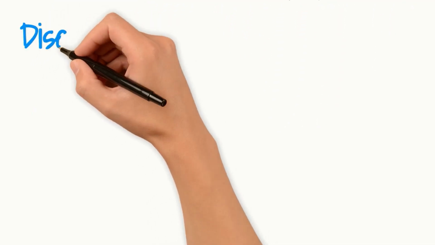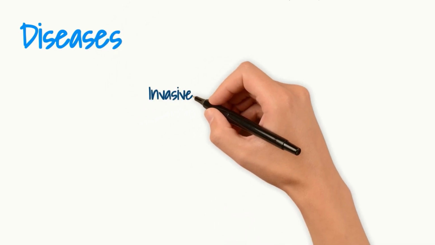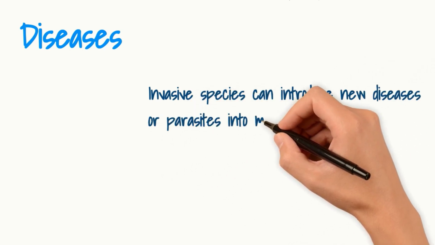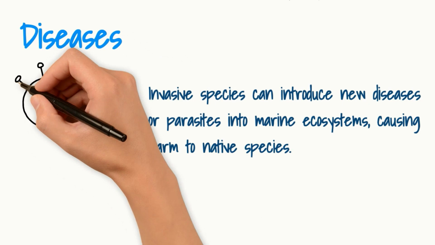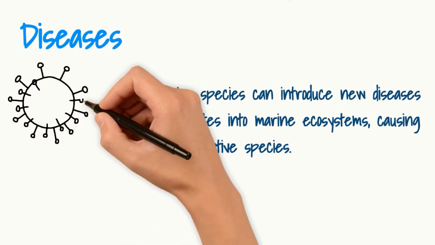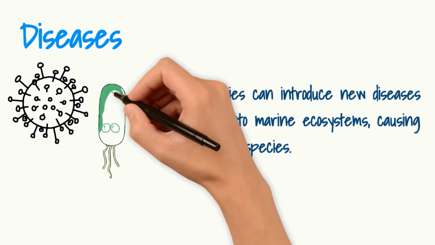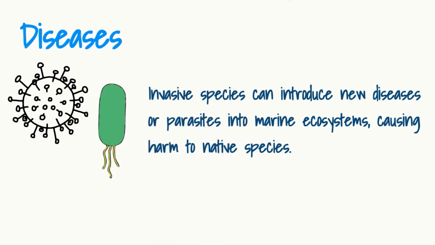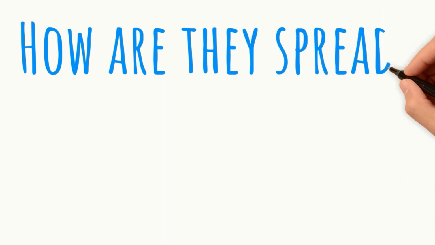Invasive species can introduce new diseases or parasites into marine ecosystems, causing harm to native species. These diseases and parasites may have evolved alongside the invader in their native range, where the native species may have developed some resistance or coexistence mechanisms. However, in a new environment, native species may lack defenses against these new pathogens, leading to increased susceptibility to diseases and potential population declines. So, how do these invasive marine species even come to their new environment?